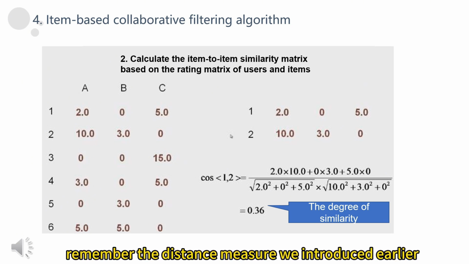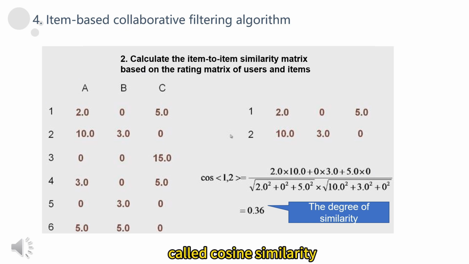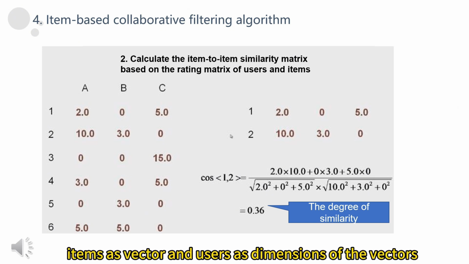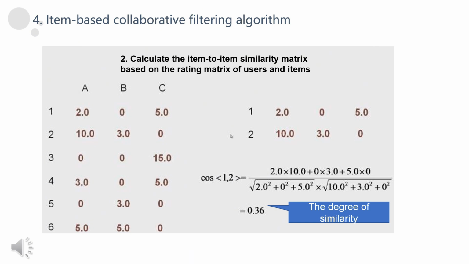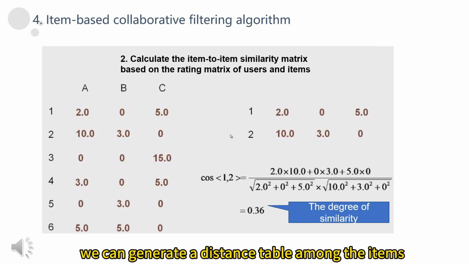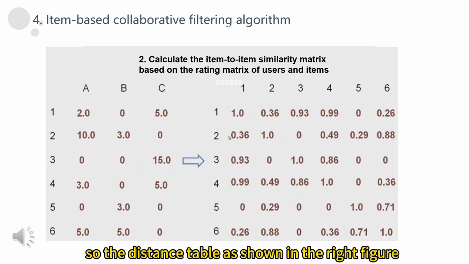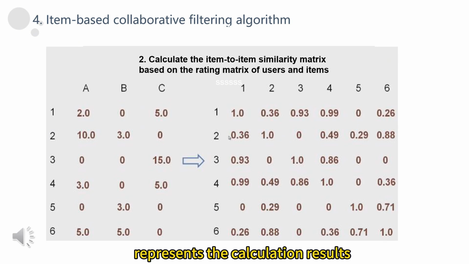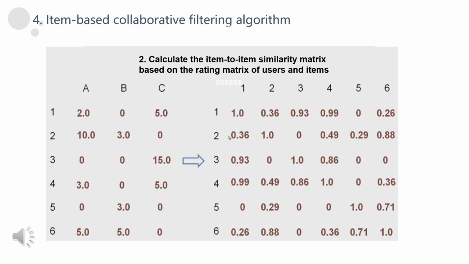Remember, distance measure we introduced earlier, called cosine similarity. Here, it treats items as vectors and users as dimensions of the vectors. By calculating the cosine similarities between the two item vectors, we can obtain the distance between them. Ultimately, we can generate a distance table among the items. So, the distance table as shown in the right figure represents the calculation results. This is a symmetric matrix.